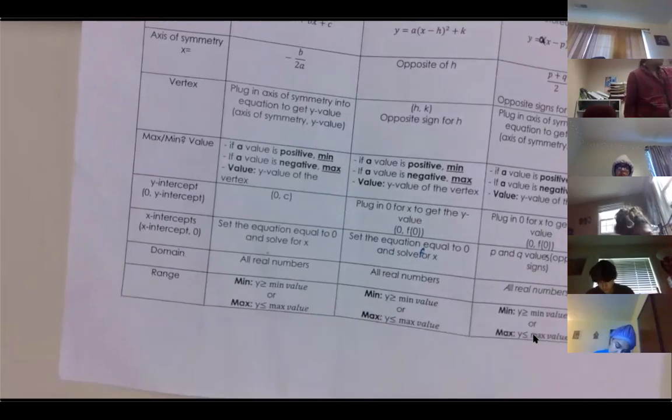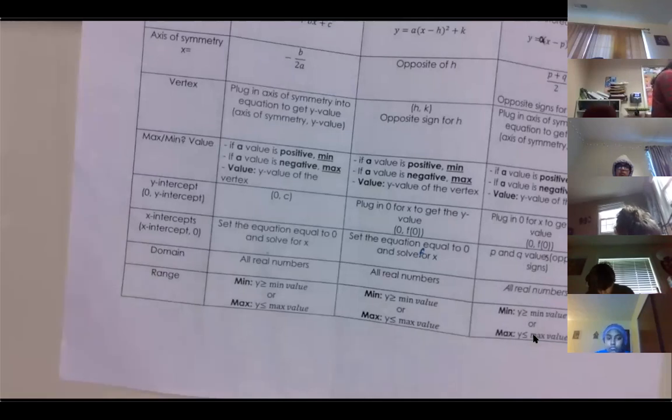You won't really be required to identify domain and range. It's just sometimes nice to have that information. The domain is still all real numbers, so you can have any x value you want. The range is restricted. So if you have a minimum, then your y values can only be bigger than that minimum value. And if you have a maximum, your y values have to be less than your maximum value.